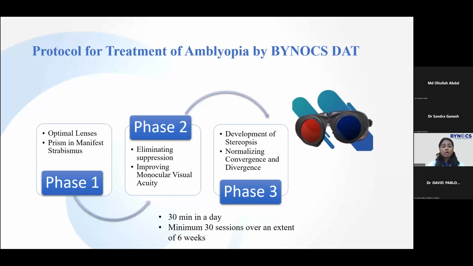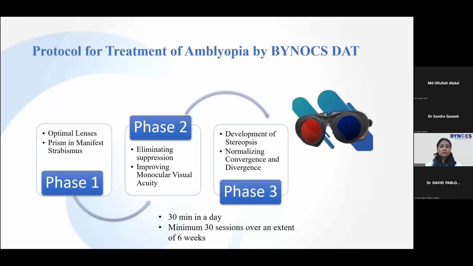Now the protocol of BYNOCS anti-suppression therapy: the first phase is in your clinical setup, where you first give a full refractive correction to the patient. And if the patient has any amount of squint, you prescribe them prisms.